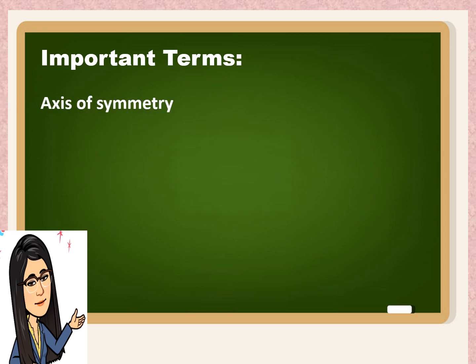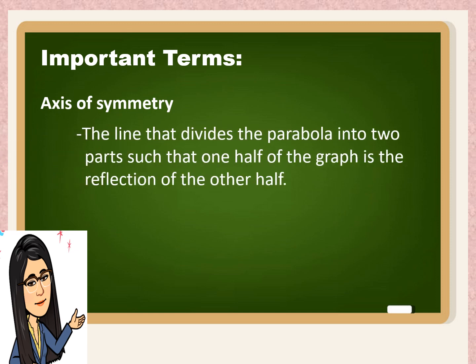Next is the axis of symmetry, defined as the line that divides the parabola into two parts, such that one half of the graph is the reflection of the other half. This line pertains to x equals the value of h.